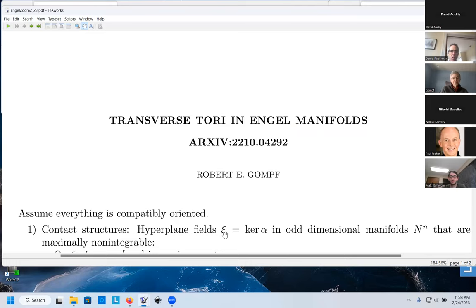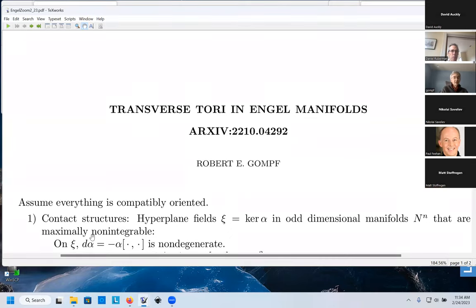Well, we can write any hyperplane field as the kernel of a one-form. And so the maximal non-integrability condition just says that if we take d alpha of this one-form and restrict to the contact hyperplanes, it's a non-degenerate skew-symmetric form. And by basic differential geometry, d alpha restricted to vector fields in Xi is just minus alpha evaluated on the Lie bracket of the vector fields. So that's another way of thinking about non-degeneracy. This is really picking off the component of the bracket that is not in Xi.